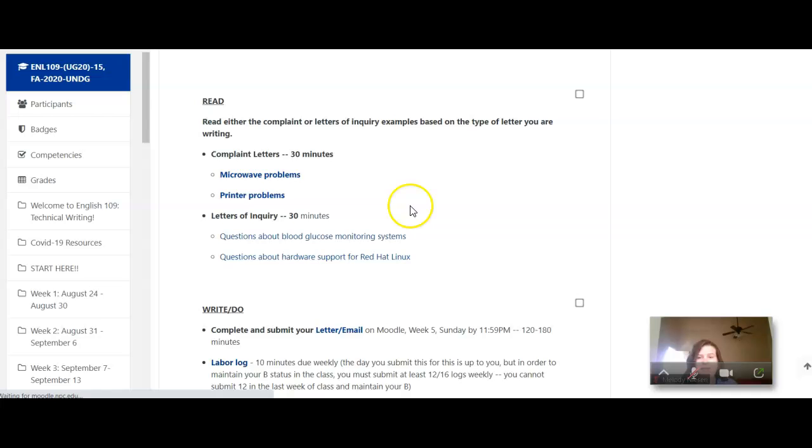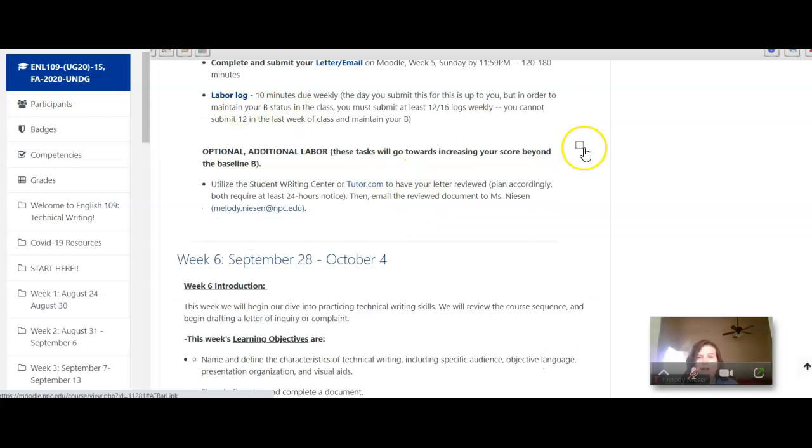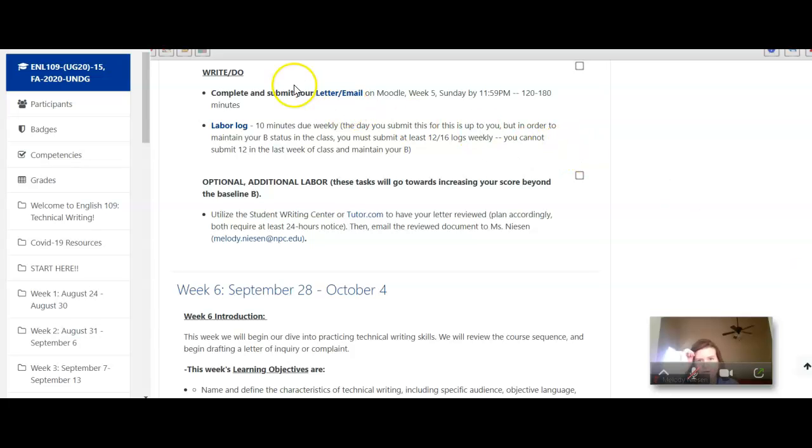And then as you can see, you basically have the rest of the week to work on writing and drafting and revising your letter. The final is due Sunday by 11:59 p.m.